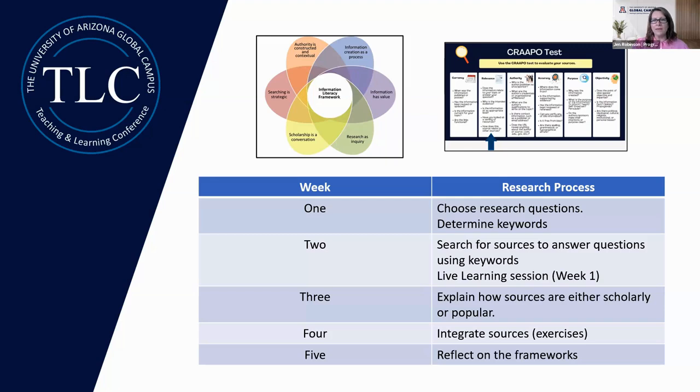In week 3, we're now having them explain whether their sources are scholarly and popular. And by this, we're getting to learn if they understand the characteristics of those sources. And then finally, in week 5, we have them reflect over the entire process. But one piece that's really interesting for our current students, especially ones who are heavily using social media, is this little piece of the keywords.